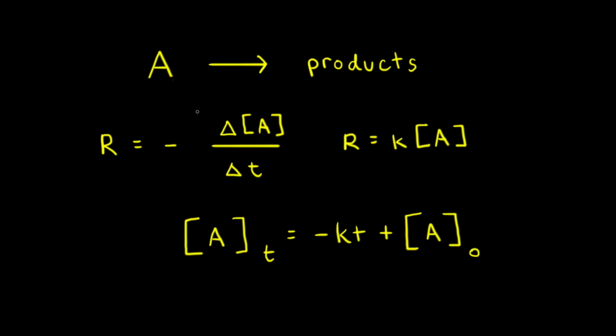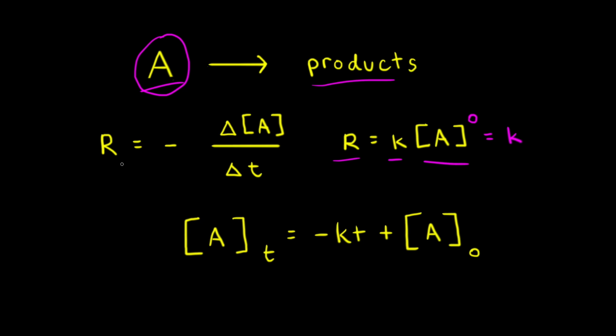Let's say we have a hypothetical reaction where reactant A turns into products. And let's say the reaction is zero order with respect to A. If it's zero order with respect to A, we can write that the rate of the reaction is equal to the rate constant K times the concentration of A to the zero power. And since any number to the zero power is equal to 1, then the rate of the reaction would just be equal to the rate constant K.